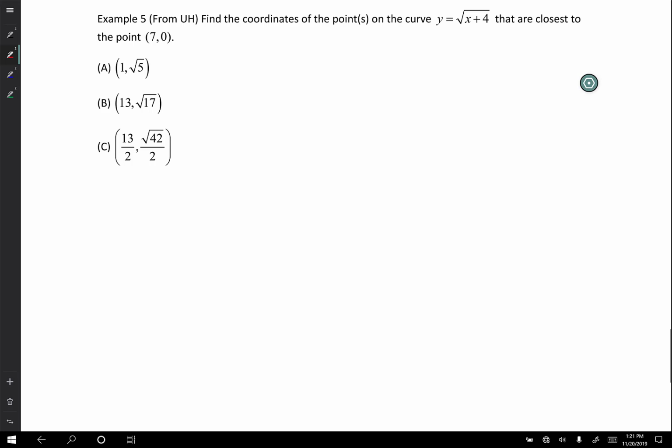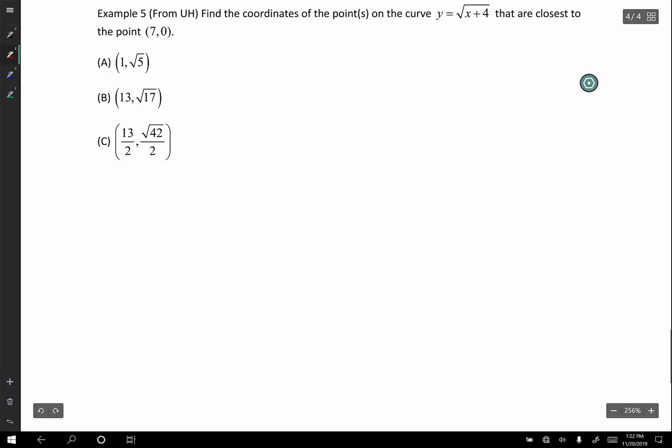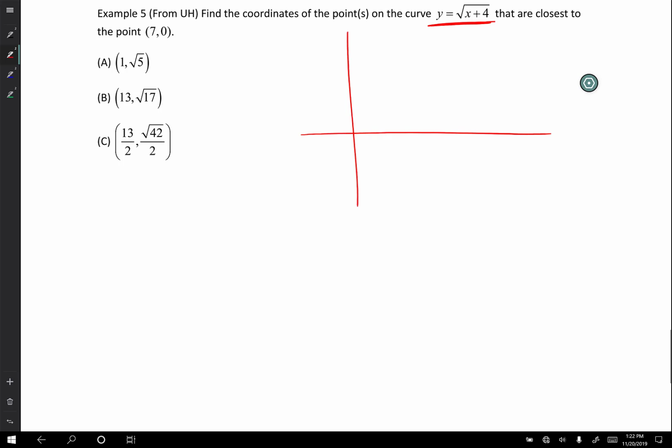So here we go. These are the type of questions that you're going to have. Find the coordinates of the points on the curve y equals square root of x plus 4 that are closest to the point (7, 0). So before we start, guys, do we know how this graph looks? I hope, say yes. Square root of x plus 4, here it is, and it just opens like that.